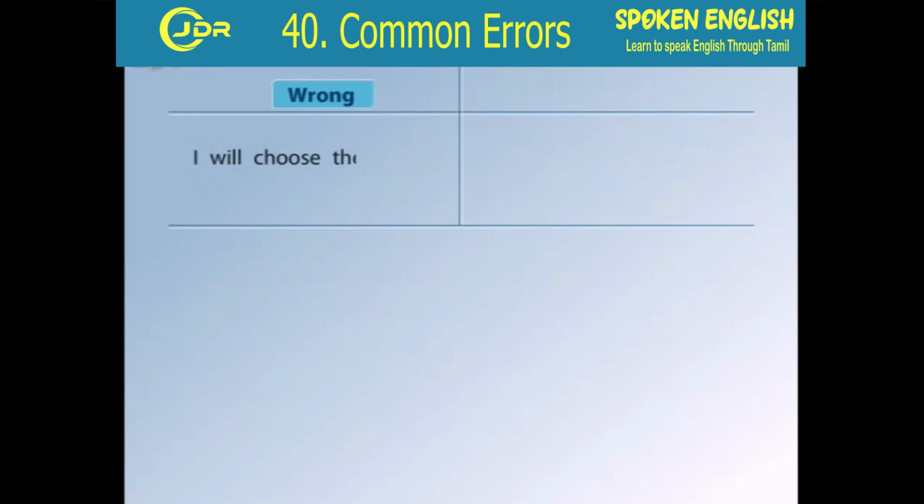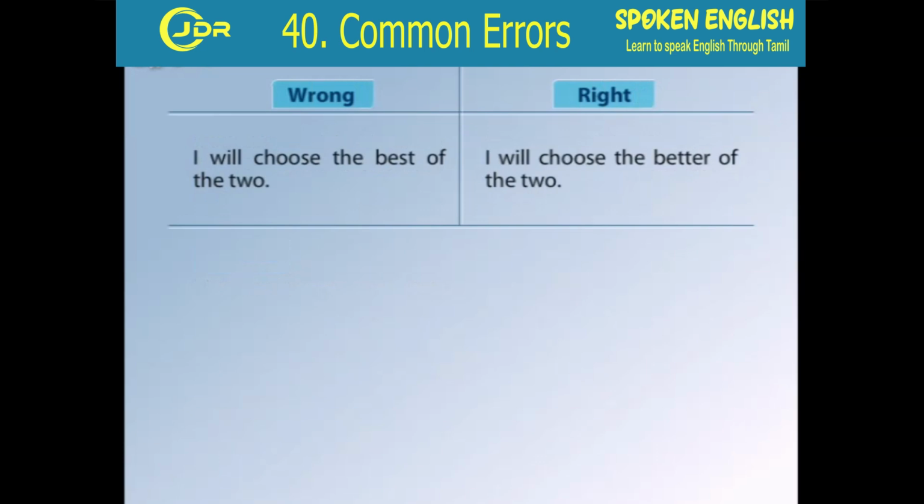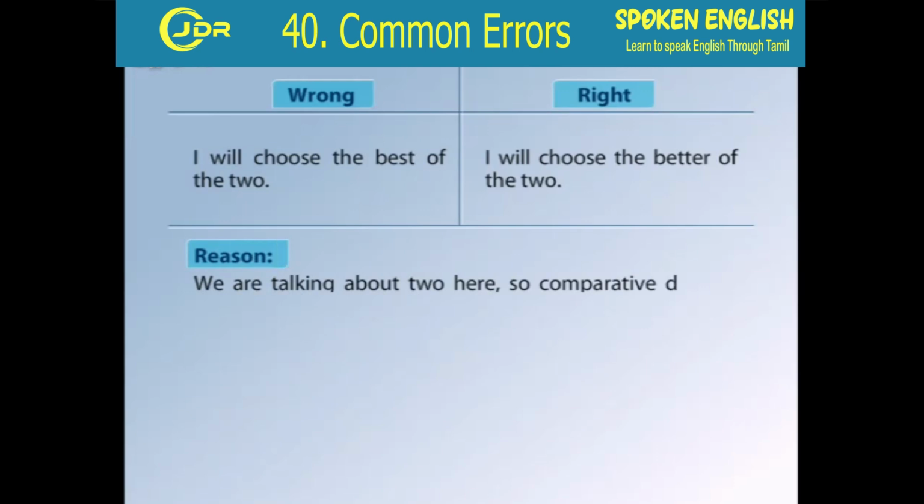Wrong. I will choose the best of the 2. Right. I will choose the better of the 2. Reason: we are talking about 2 here. So, the comparative degree adjective must be used.